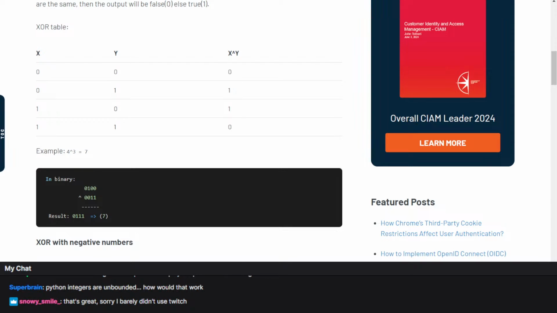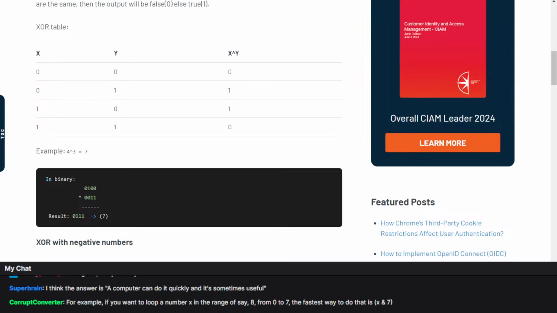No, don't worry. But I'm happy to see you. Yay. Snowy, guys. Snowy is a really good programmer. Corrupt is also a good programmer too, but Snowy's like OP level programming. Superbrain says I think the answer is a computer can do it quickly and it's sometimes useful. Like, Snowy has worked in the industry. Snowy's awesome.